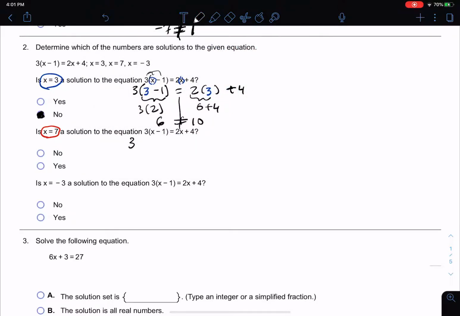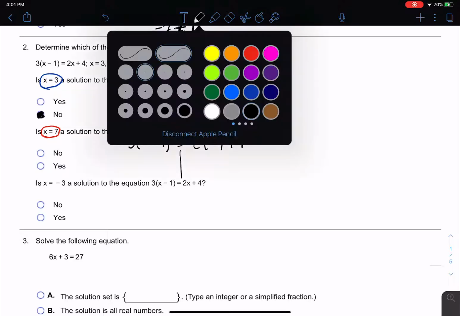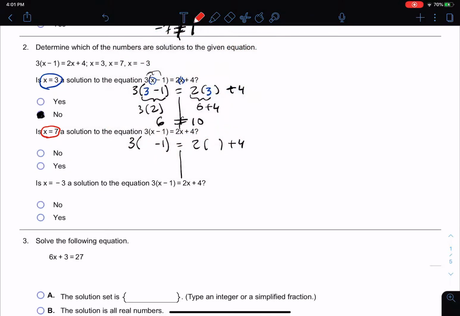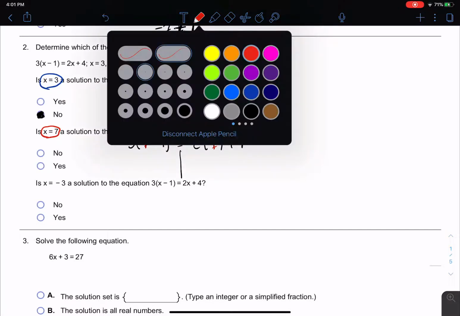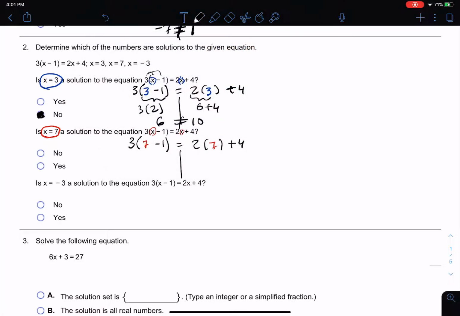So I'm going to go ahead and write my equation. 3 times x minus 1. Does it equal 2 times x plus 4? And we look by getting our red x. So replace x with 7 and replace x right there with 7. Now we simplify and see what happens.